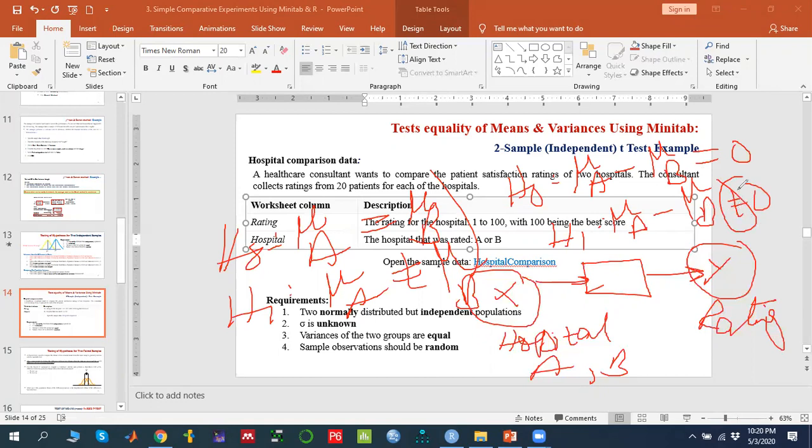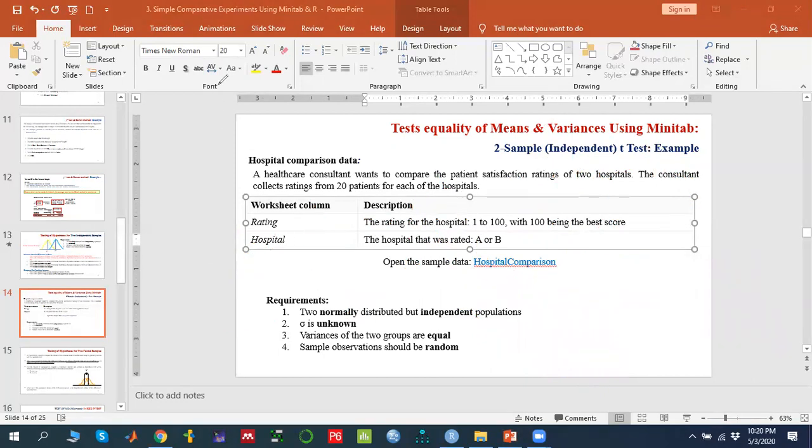It could be one tail, less than or greater than form, but right now the scenario is that we are interested in the two-tail perspective. Two-tail means is there any difference between the two hospitals or not? We are not saying that a particular hospital with respect to the patient rating is better or worse. We just want to check whether, on average, with respect to the patient satisfaction rating, the two hospitals are equal or not equal.